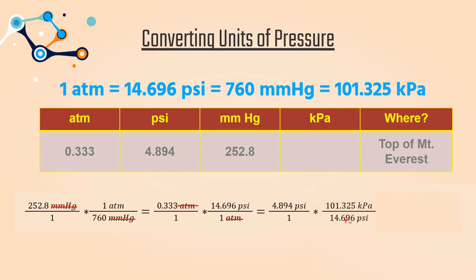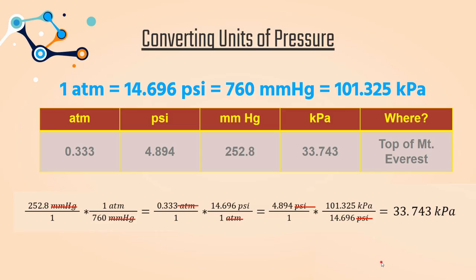Set it up so your units cancel. Make sure you have 14.696 psi, which is equal to 101.325 kilopascals. Cancel out psi, and you're left with 33.743 kilopascals. And that's the pressure at the top of Mount Everest in kilopascals.